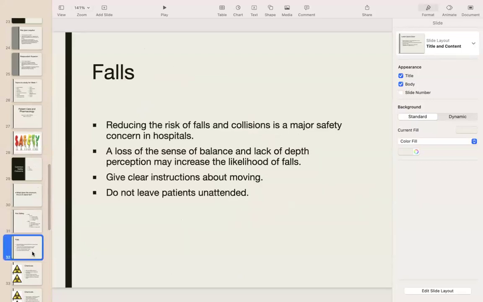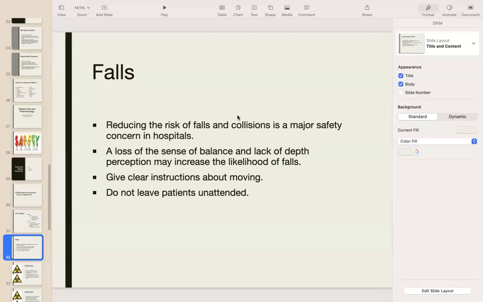So the next one is falls. We deal with a variety of patients. We deal with infant patients, older patients, and a lot of times our older patients have a tendency to fall. They may have issues with their balance. So reducing the risk of falls and collisions is a major safety concern in hospitals.